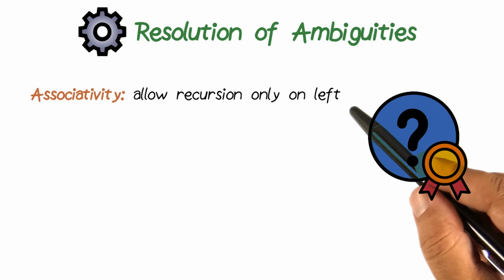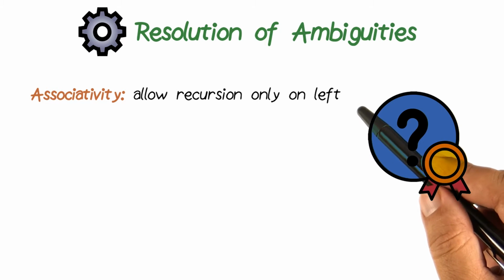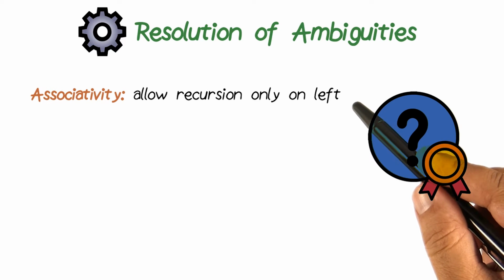The question is, have we removed all the ambiguities here? Remember, there were two kinds of ambiguities, one because of operator precedences and the second one because of the associativity of the operator. Left association, have we implemented that? And here is how we do it.